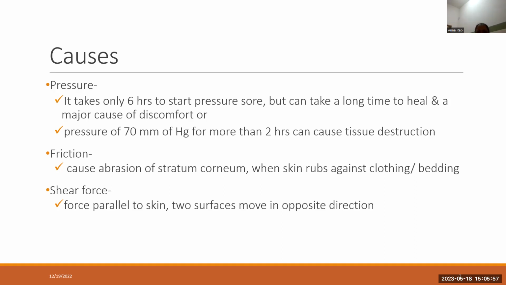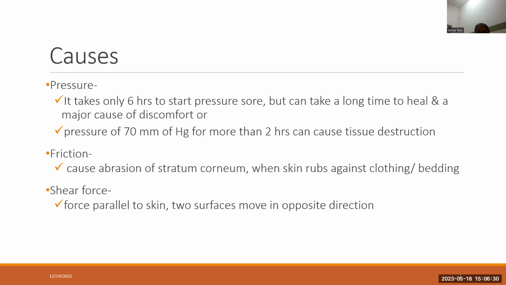All right. Second most important cause is friction. Many a times it is seen that there will be abrasion of the stratum corneum, that is the layer of the skin, when the skin gets rubbed against any type of clothing or any kind of equipment that is used for the nursing care of the patient, and even bedding, right? Whenever there is such friction, the patient is liable to get the bed sore.